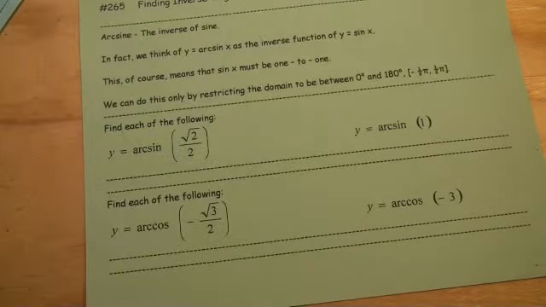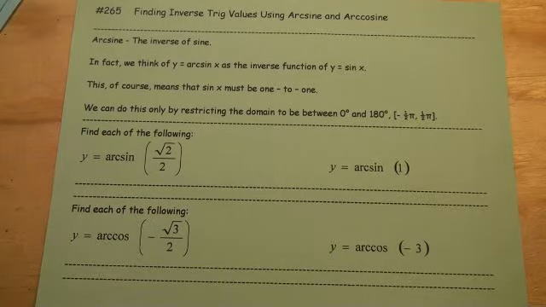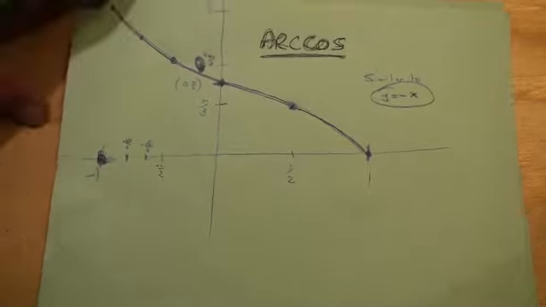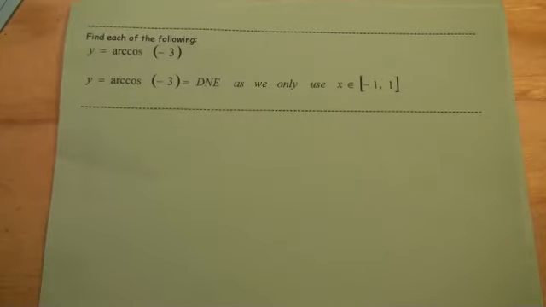I'm glad I didn't do an extra video because this is the last one. The last one is y equals arccosine of negative 3. Think about it. Do you see negative 3 on this graph? No. Therefore, arccosine of negative 3 does not exist. We would just say it does not exist.